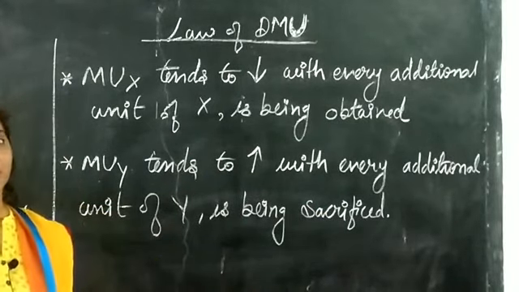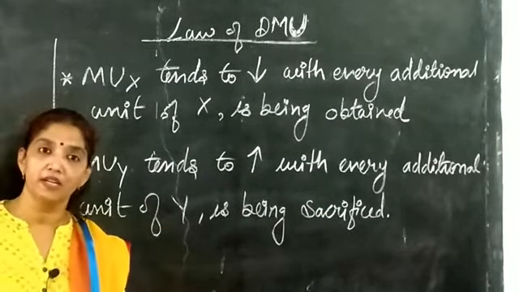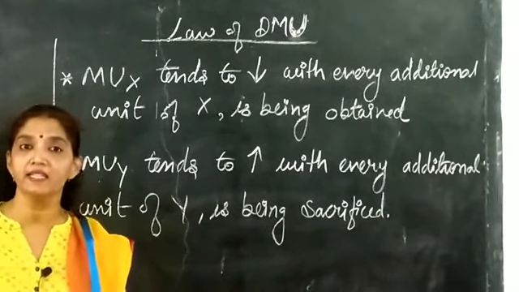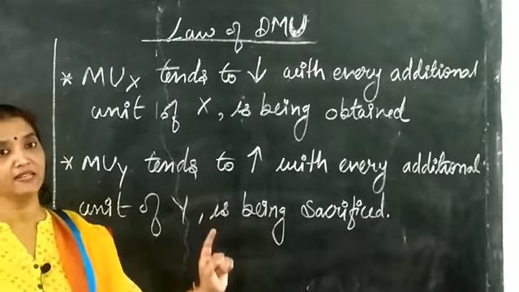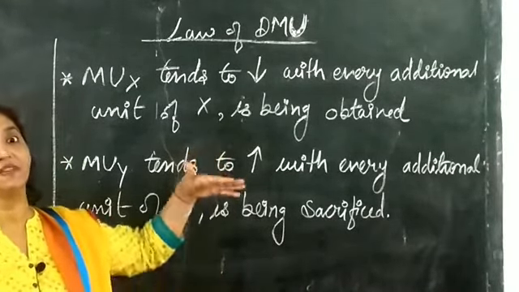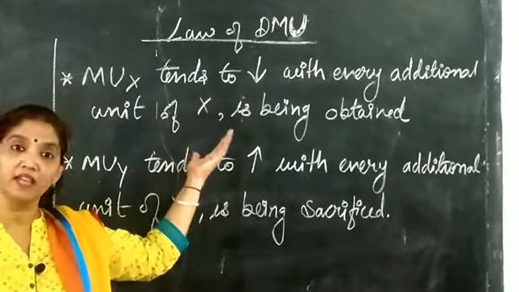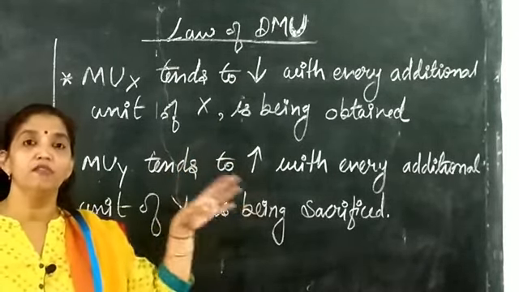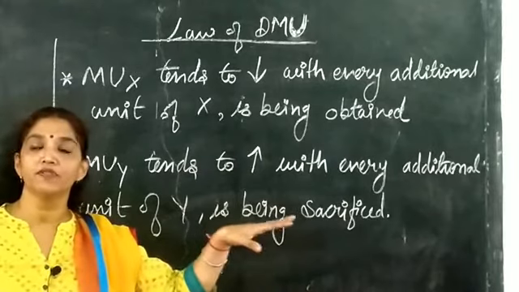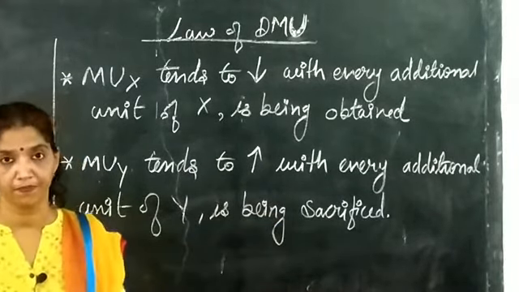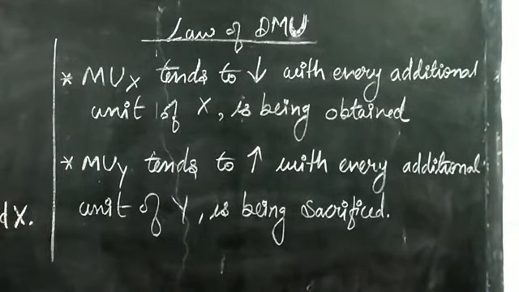अब अगले स्टेज में हम फिर से 1 unit of X we are increasing, but we will sacrifice less than 3 units which we have sacrificed in the previous case. Okay, now we will sacrifice only 2 units of commodity Y. This is the concept of declining marginal rate of substitution.